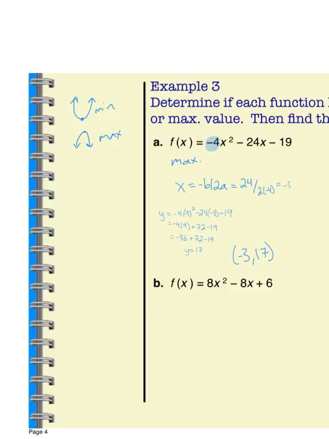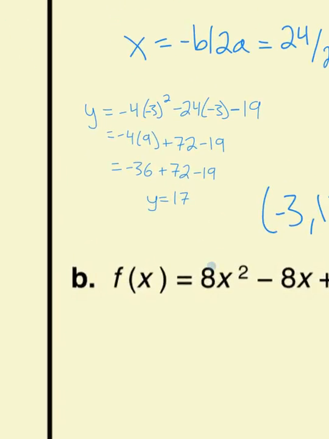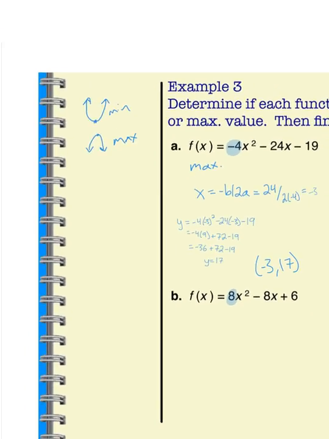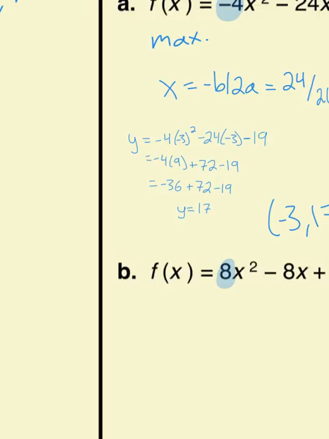All right, part B has a positive a value. 8 is positive. Because it has a positive a value, our graph will open upwards, making the y value of our vertex a minimum.